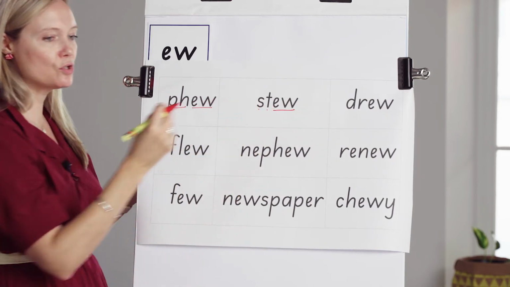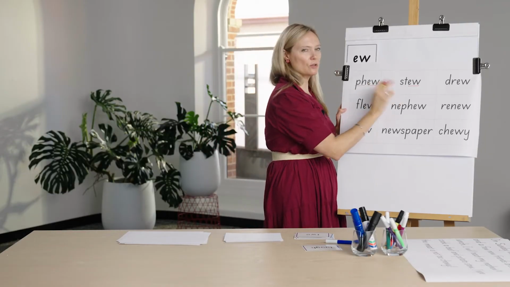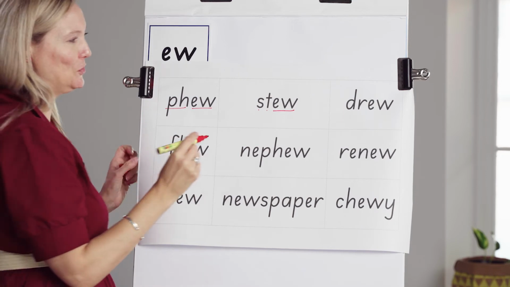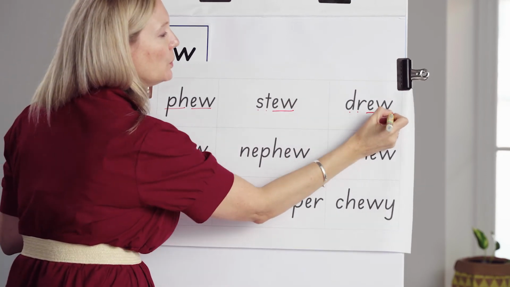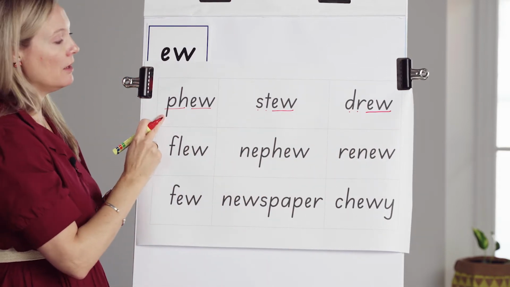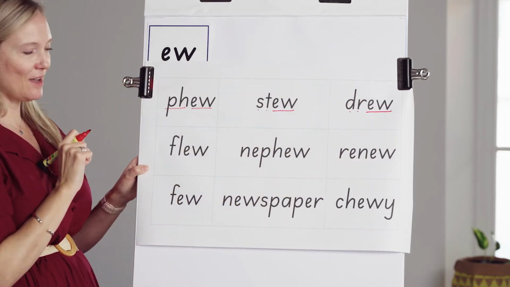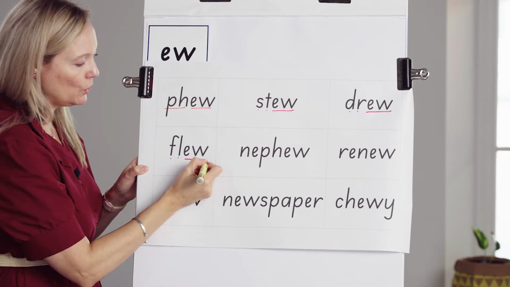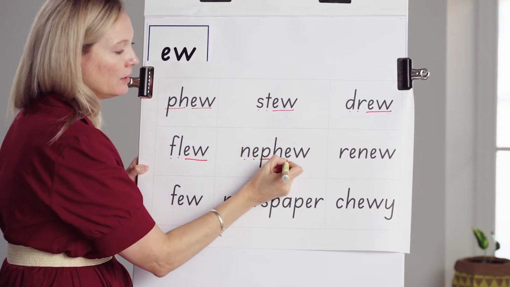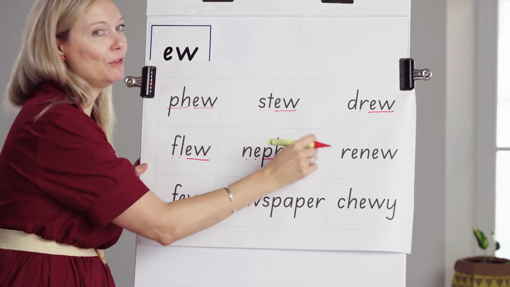St-oo. Stew. That doesn't sound right to me. Let's flex it. Stew. Yum, I love to eat stew. D-r-oo. Drew. Let's read it again. Few, stew, drew. Great. Next line. F-l-oo. Flew. N-f-you. Nephew. We don't say nephew. Nephew.